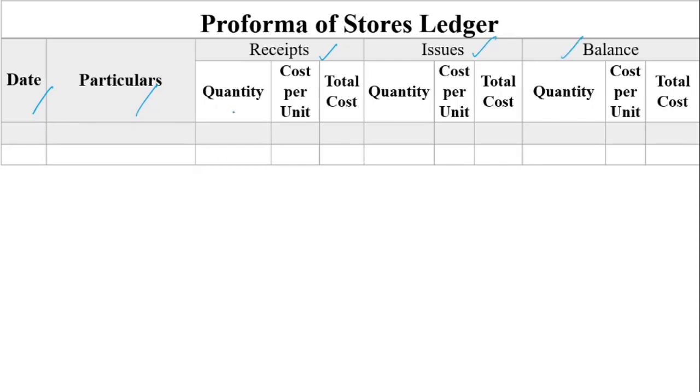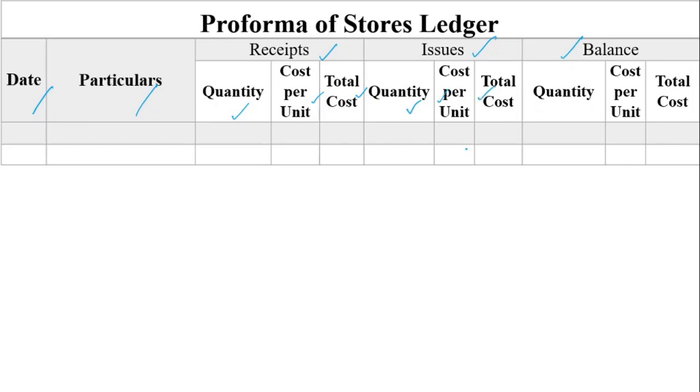These are the receipts. When we purchase the raw material, we receive it and post it under receipts. That is how many units or how many tons, which is nothing but quantity. Cost per unit or cost per ton is the per unit price. When we multiply quantity and cost per unit, we get the total cost. This comes under receipts. Issues also have quantity, cost per unit, total cost.